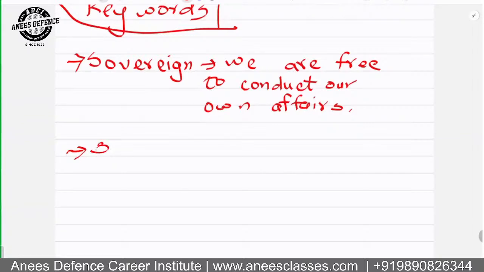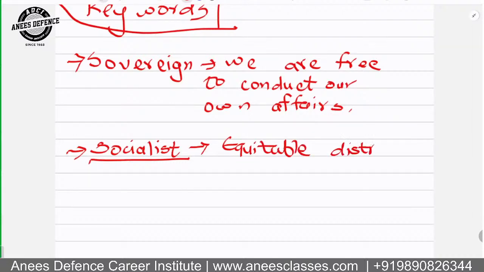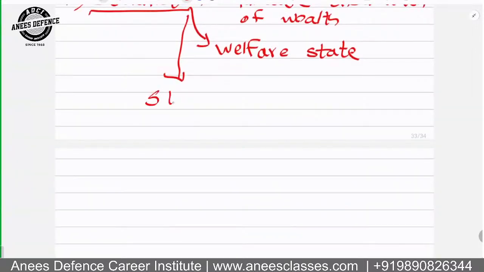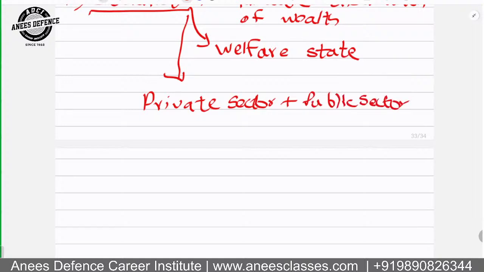Next is socialist. Socialist means the concentration of wealth should not be in the few hands. Equitable distribution of wealth, and welfare state, and state private sector plus public sector. In some countries, private sector is not allowed and only the public sector is available. And in some countries, the private sector has major control over the resources of the country.